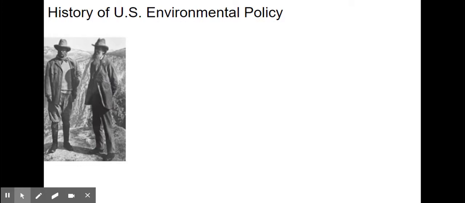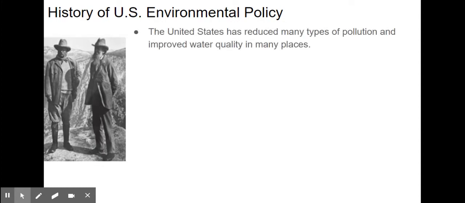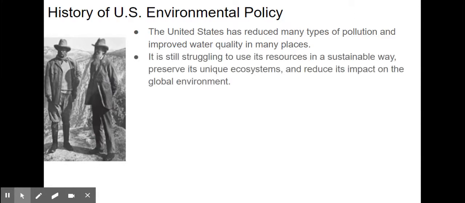History of U.S. environmental policy. The United States has reduced many types of pollution and improved water quality in many places. It is still struggling to use its resources in a sustainable way, preserve its unique ecosystems, and reduce its impact on the global environment.